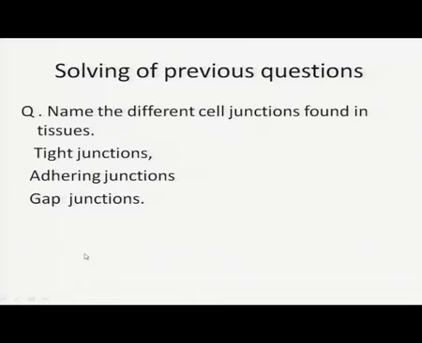Your first question was, name the different cell junctions found in tissues. Tight junctions, adhering junctions and gap junctions. Thus, there are 3 different types of cell junctions present in the epithelial tissues.